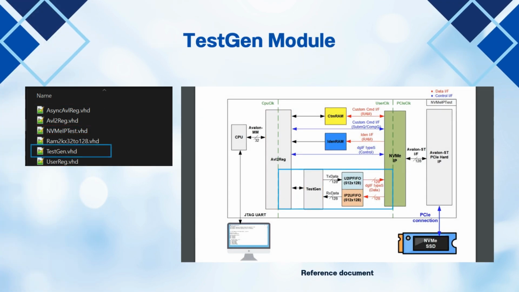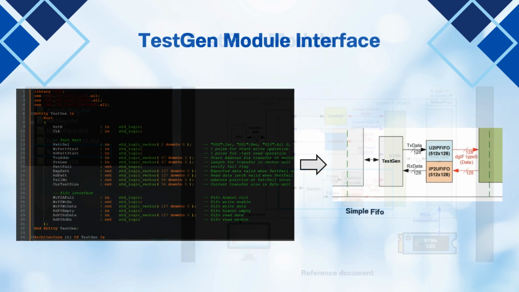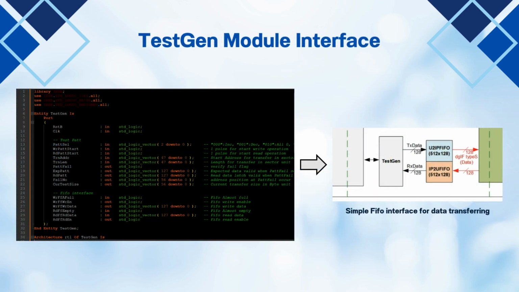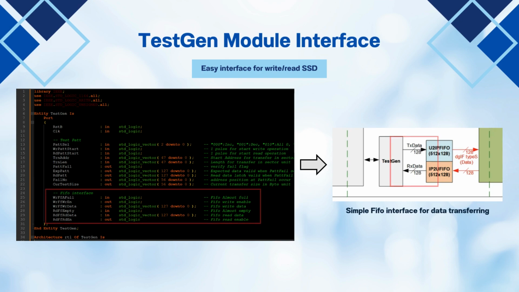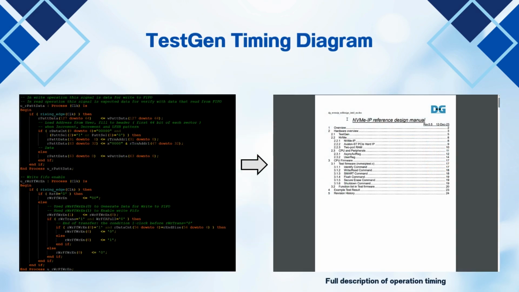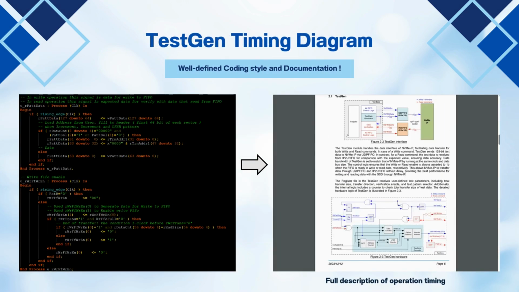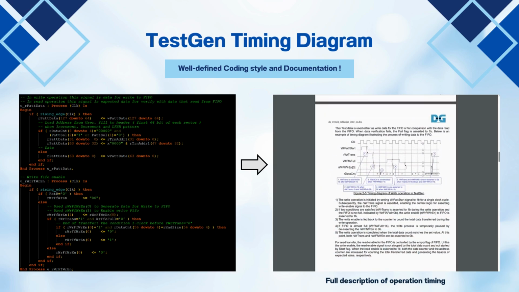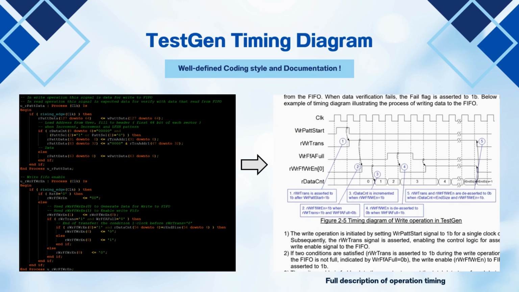Let's take a closer look at one of these modules, the TestGen. This module plays a key role in the reference design. Let's check the entity signal of the TestGen. The FIFO interface is the important part of how TestGen communicates with the NVMe IP system. You can see how this part is structured in both the code and the document. Here is the main process inside the TestGen, and in the documentation you will find a detailed explanation of how it works, along with the timing diagram that shows its operation.